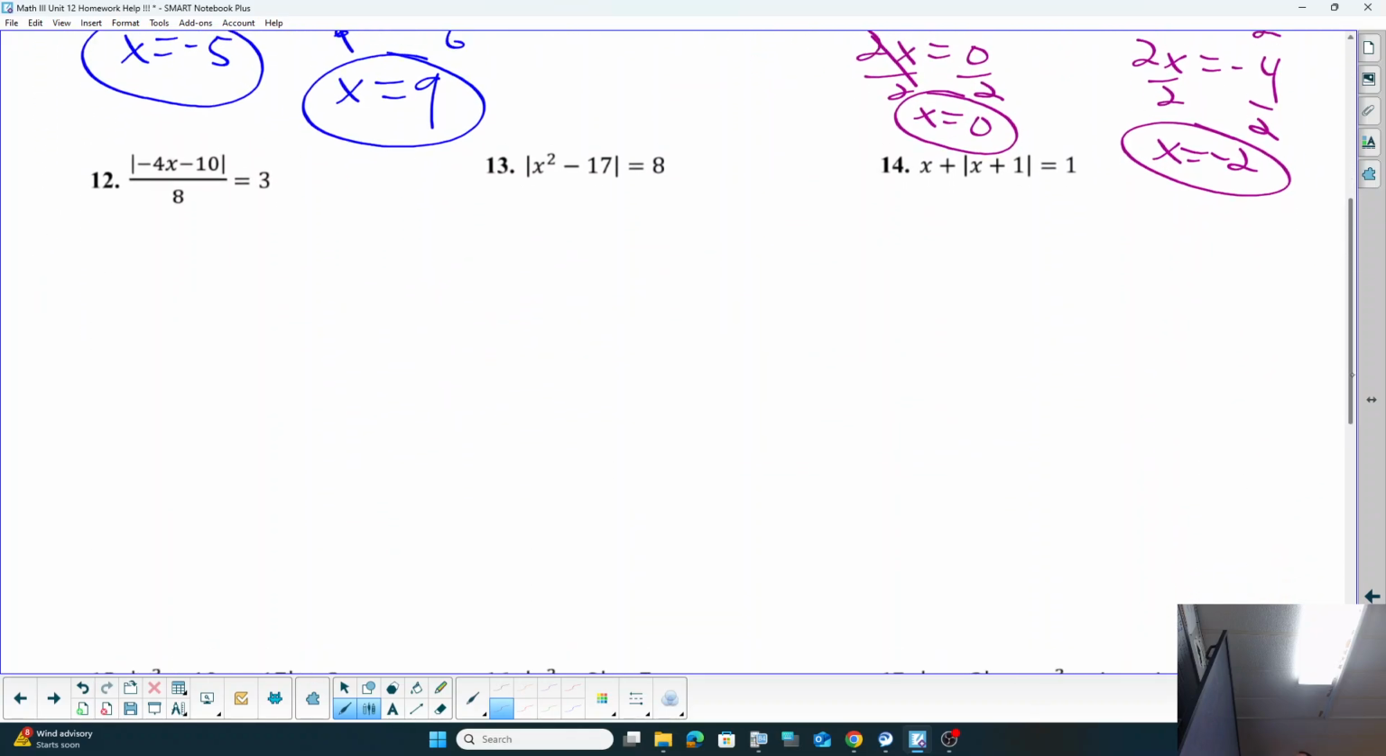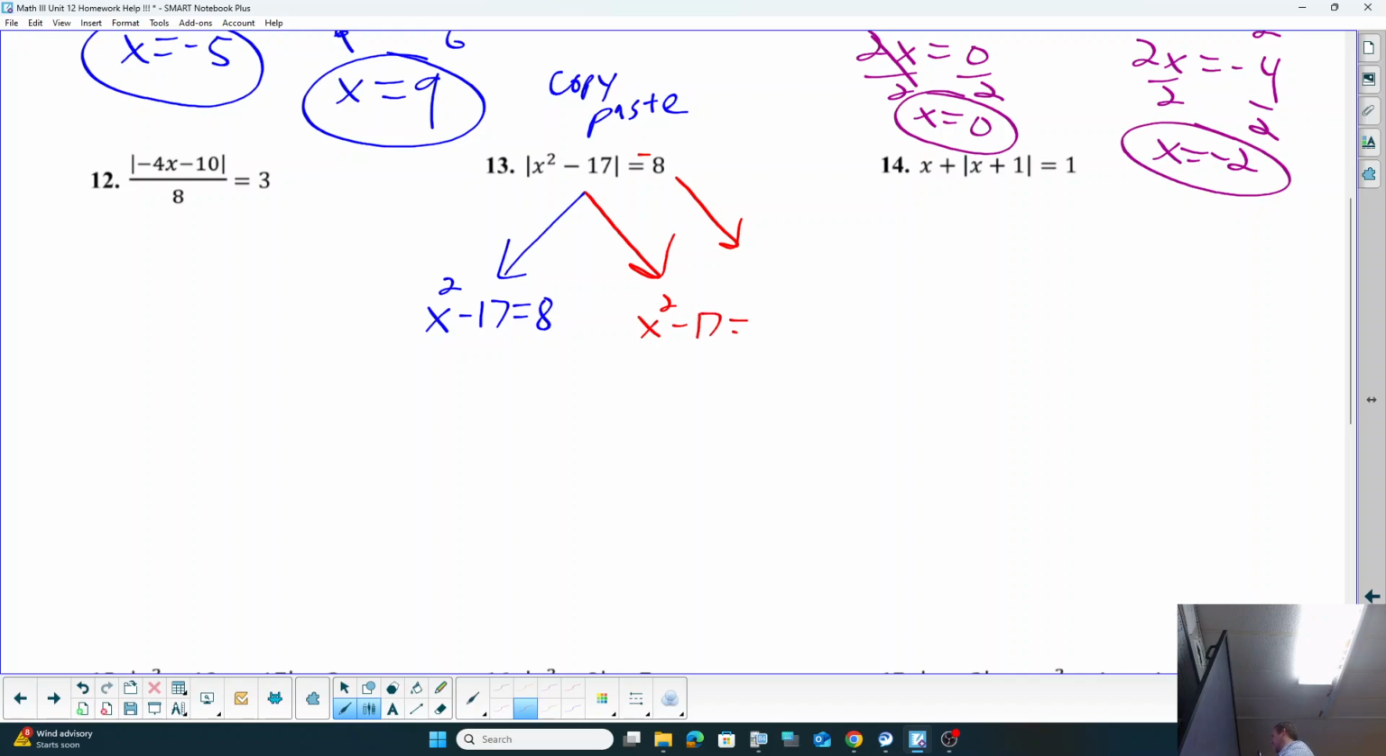We're almost done. Okay, so it's all set up to split. So we're going to go ahead and split the positive x squared minus 17 equals 8. Copy and paste that equation right down there. Then we're also going to copy and paste, but we're going to make this negative now. So it's going to be x squared minus 17 equals negative 8. What's the square going to do is my real question.